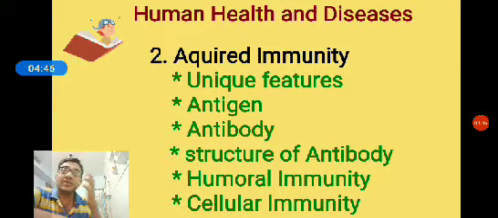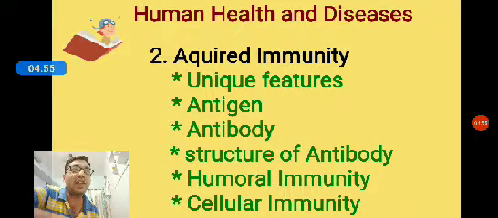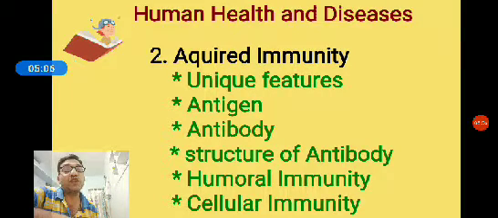Then the secondary immune response is the immune response produced in the body during its second encounter with the same pathogen. It is a highly intensified and quick response, and it lasts for a long period. This is about the primary and secondary immune response.